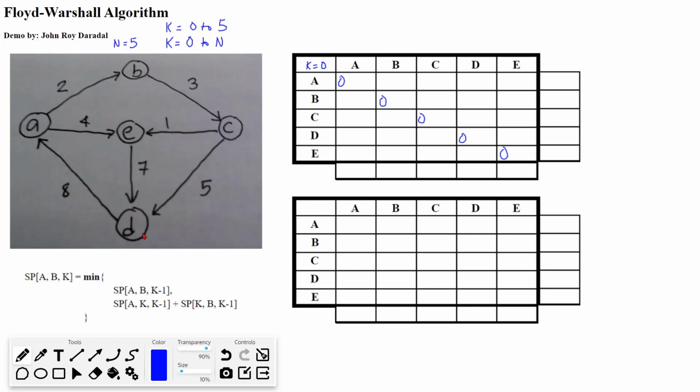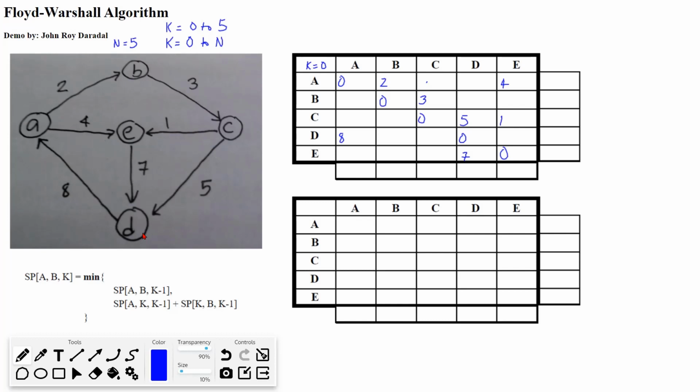The next thing that we'll do is we'll just copy all of the edge weights for each edge. Okay, so for AB we have 2, for AE we have 4, for BC we have 3, for CD we have 5, for CE we have 1, for DA we have 8, and for ED we have 7. Now for the rest, that should be infinity.